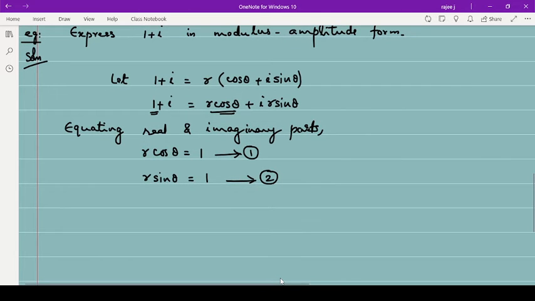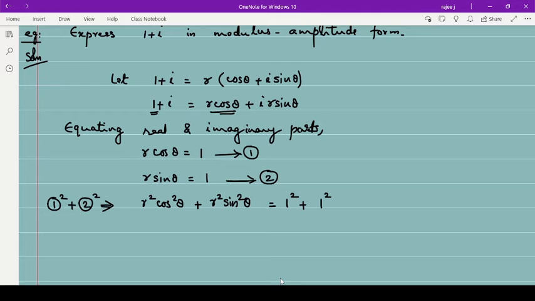Now squaring and adding. So when you square equation number 1, it is r square cos square theta equal to 1 square. Equation number 2 is r square sin square theta equal to 1 square. So we squared both and now we are adding them.